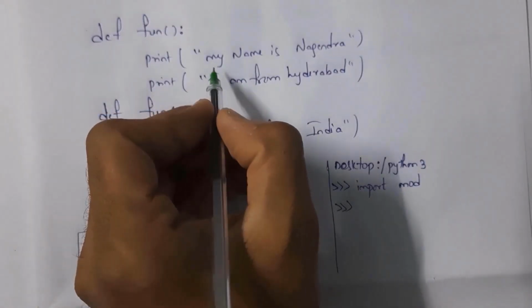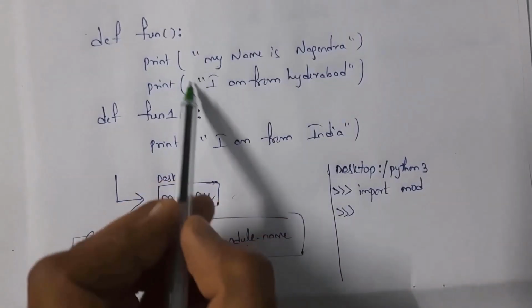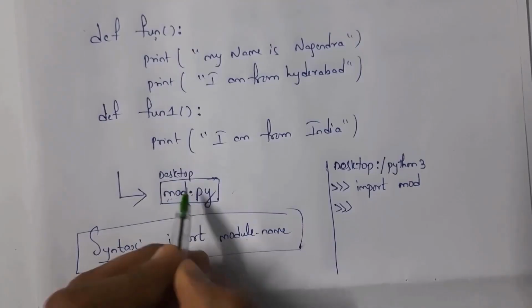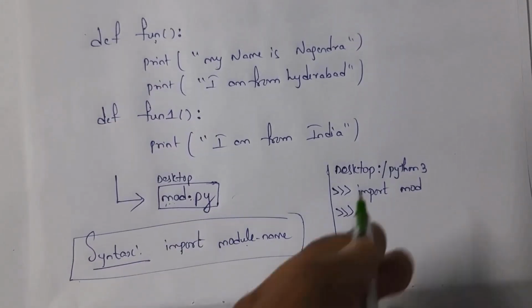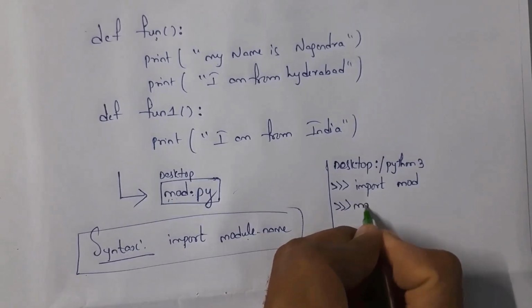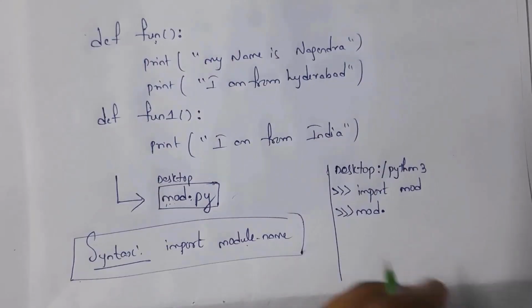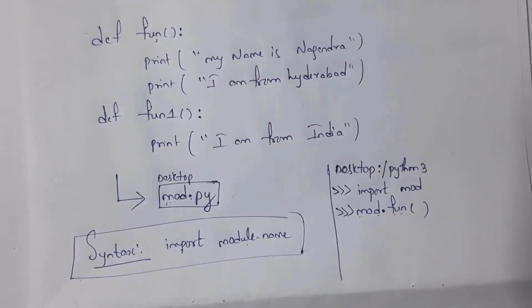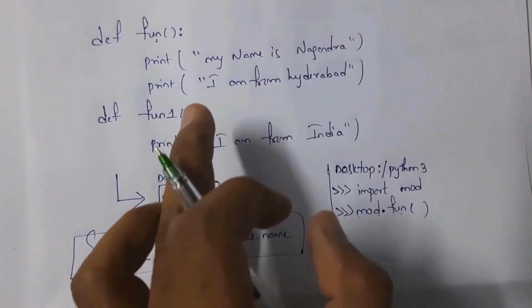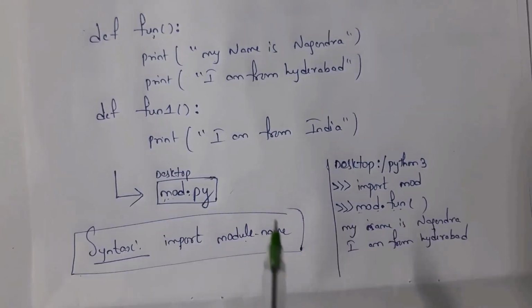Now I want to print the statements: my name is Nagendra and I am from Hyderabad. The statements are present in function fun. This function is present in the module mod.py. So just write mod, that is the module name, then a dot, and then fun. It will print the statements which are present inside this function. Whenever you click enter, you will get the output: my name is Nagendra and I am from Hyderabad.